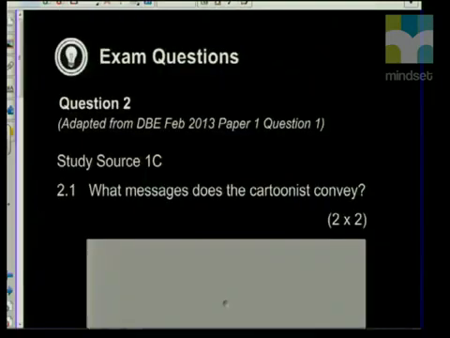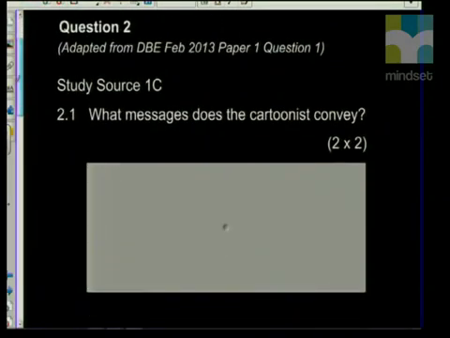Now let's look at the question. The first question is, what messages does the cartoonist convey? Now remember, I told you that when you're analyzing a cartoon, you must always bear in mind that the cartoonists drew the cartoon because they wanted to tell us something.